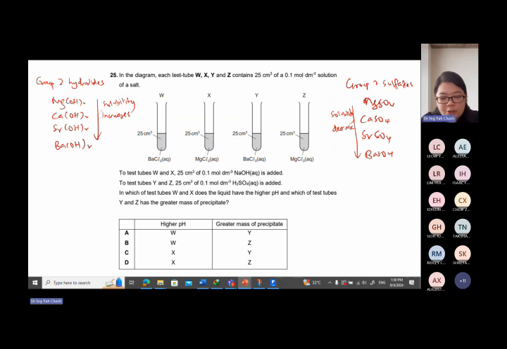Now, knowing these two trends already, we can start looking at the question. You have W, X, Y, Z, 4 test tubes. The first two, barium chloride, magnesium chloride. Then the last two repeat barium chloride, magnesium chloride. Why do they do it like this? Because to the first two, they want to add sodium hydroxide.